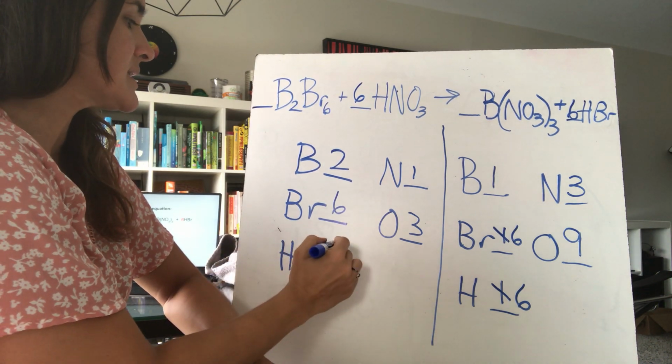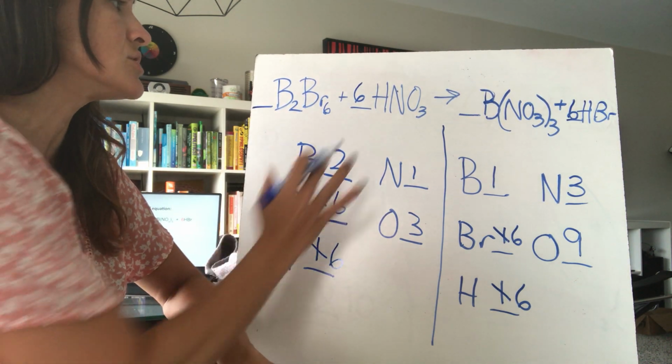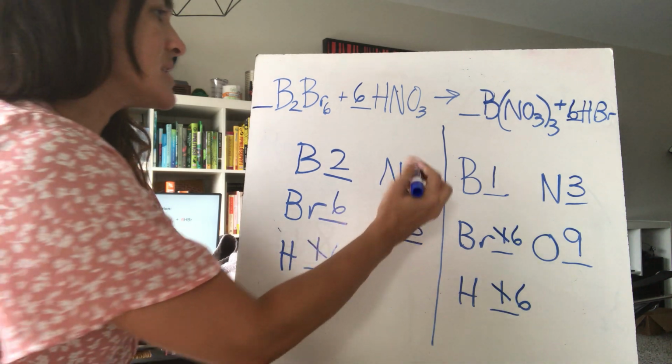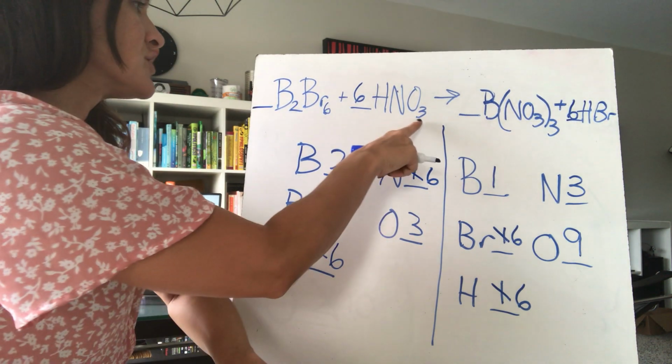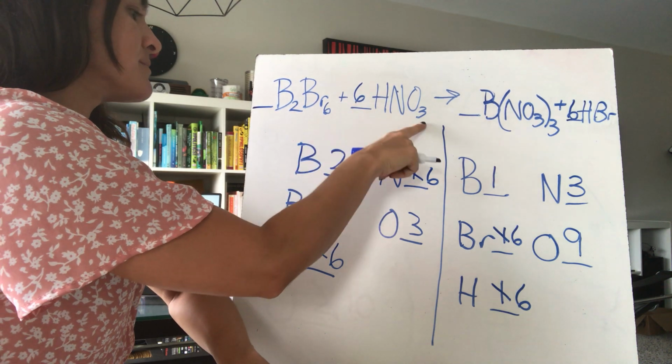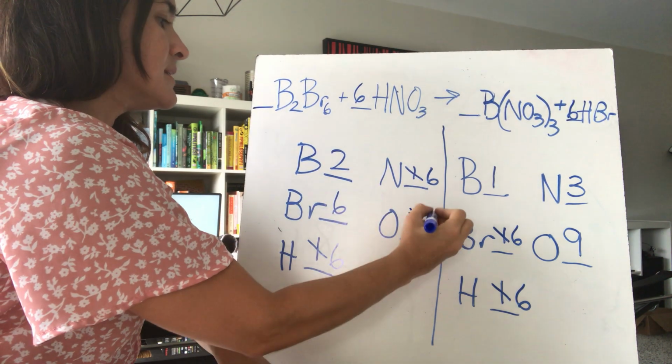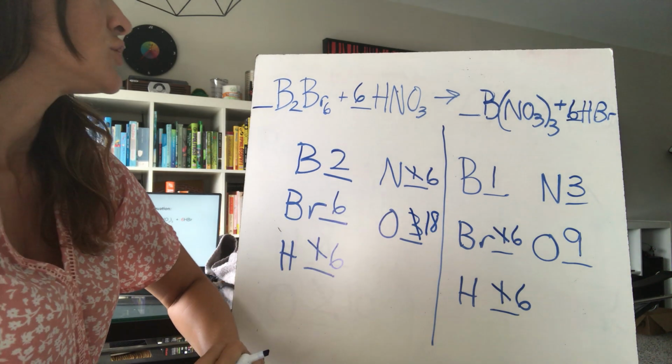Now I changed this to 6, but that means I've also changed a few other things. I changed the nitrogen to 6, and I also changed the amount of oxygen, 6 times 3 to 18. So what's left?